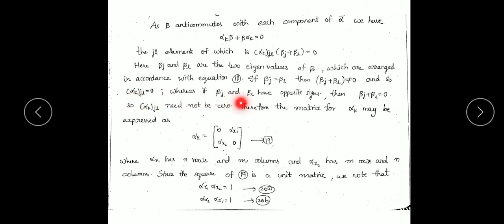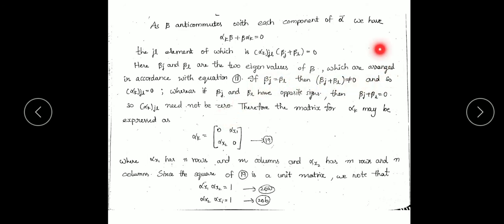Whereas if beta j and beta L have opposite signs, if one is plus 1 and another one is minus 1, both of them would add together to give 0. So as this term becomes 0, this term need not be equal to 0. Hence alpha k of jl need not be 0.